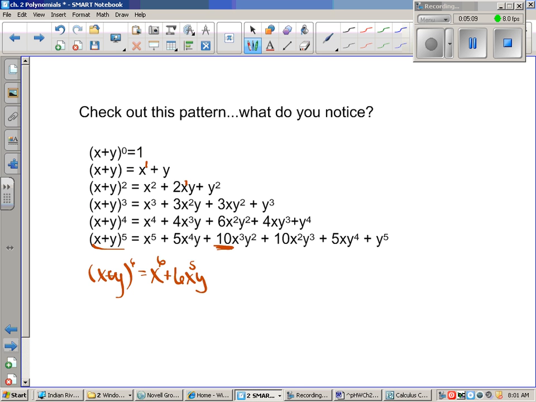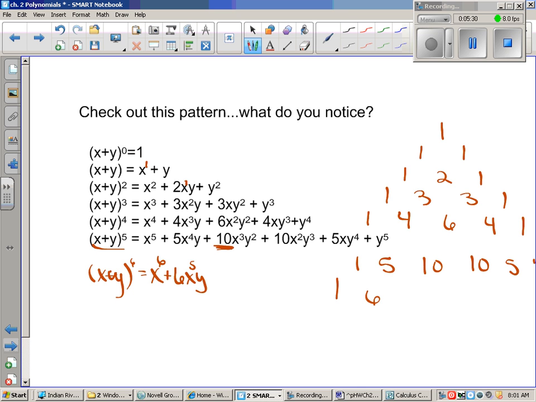So I want you to look at this, just looking at the coefficients: 1, 1. Then you'd have 1, 2, 1. Then you'd have 1, 3, 3, 1. Then 1, 4, 6, 4, 1. 1, 5, 10, 10, 5, 1. 1, 6. What could this next term be? And that's what Pascal discovered. And it is what we now call Pascal's triangle.